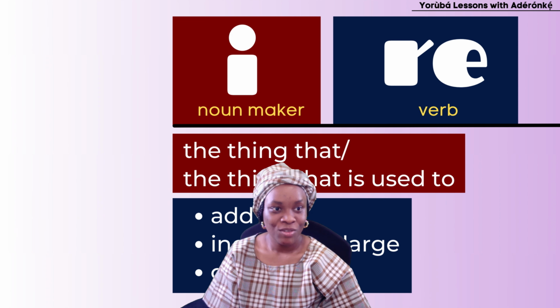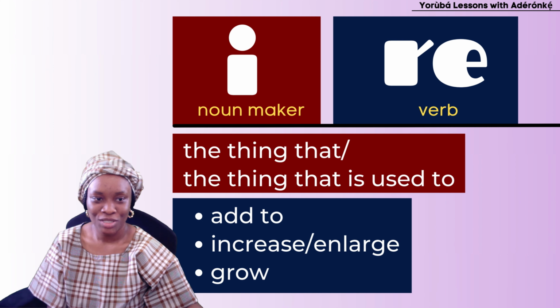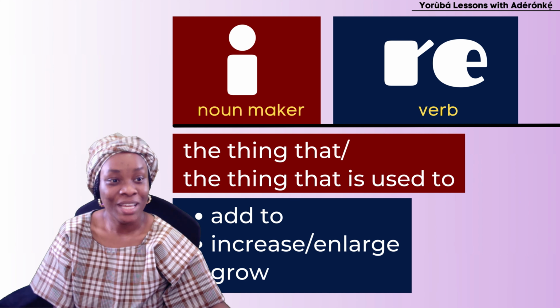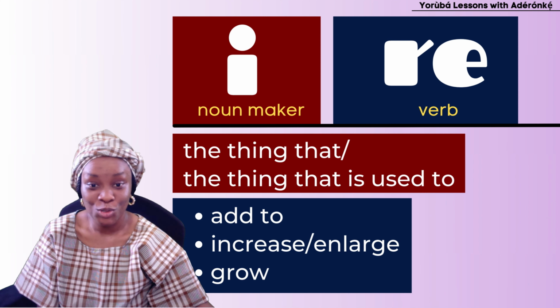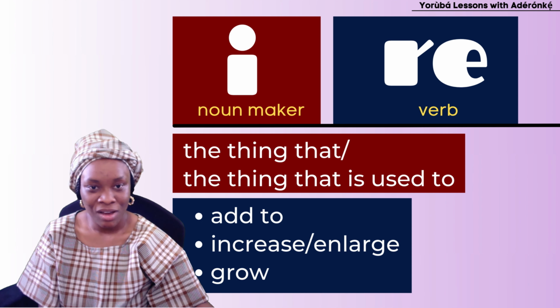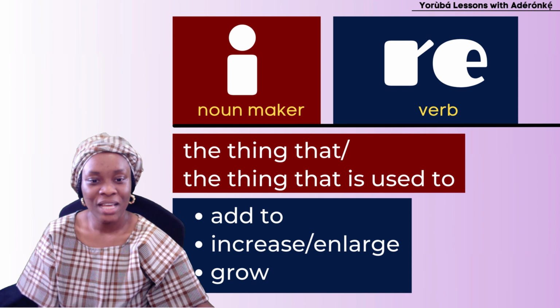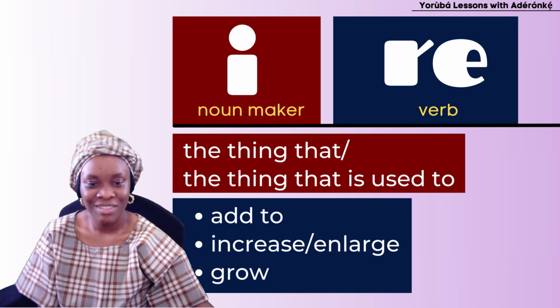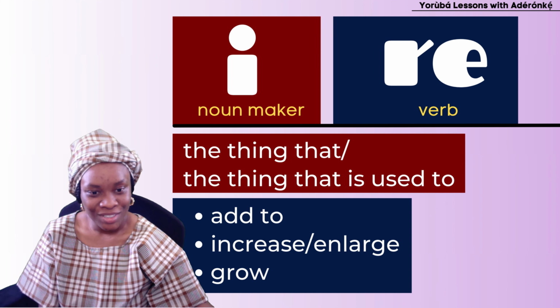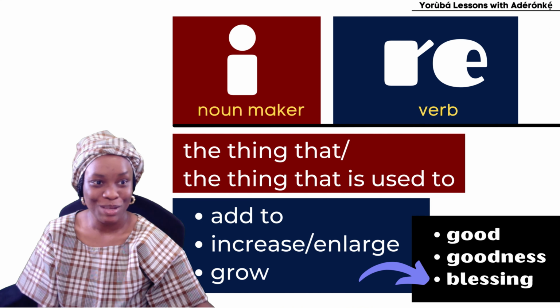So, Ire, if you're going to look at what it means in and of itself, the English translations that are ascribed to it are really indeed correct. The thing that is used to add, increase, enlarge, or grow. So the thing that adds to, the thing that increases or enlarges, the thing that grows. Ire. If it adds to you, then it must be good. It must be a blessing.